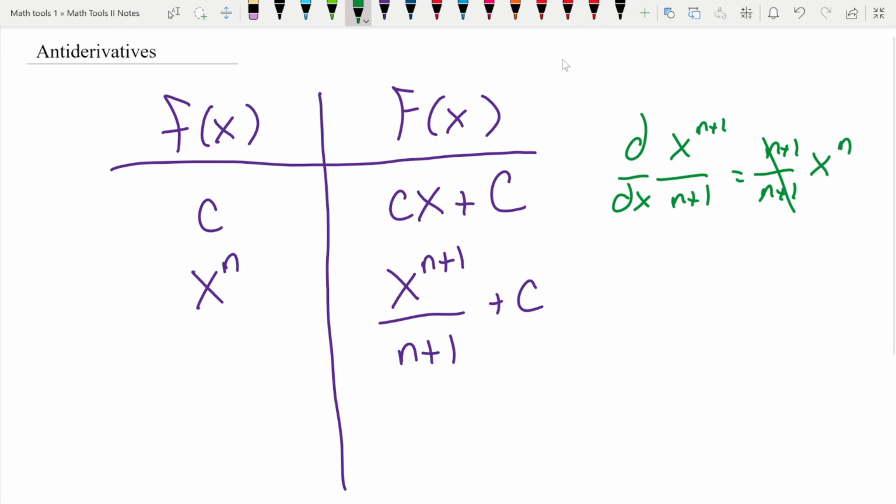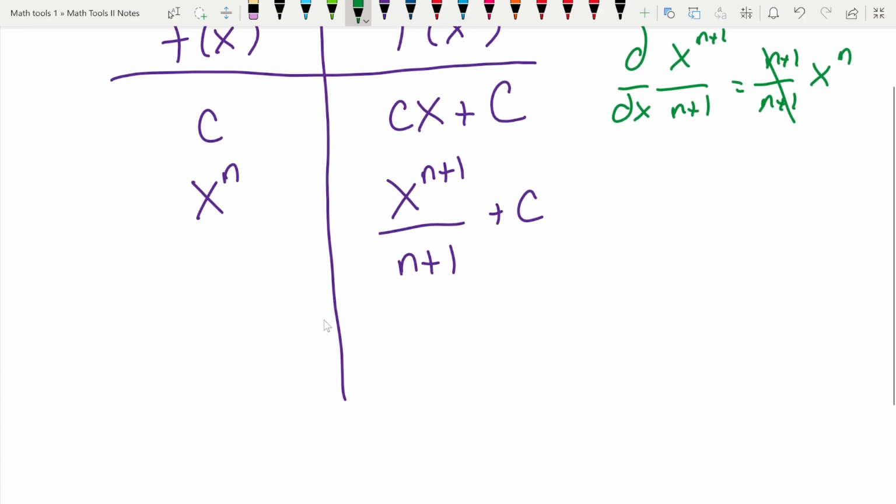Now, one important exception to this rule would be if n equals negative 1. Why wouldn't that work? Well, take a look at the denominator. You would have something divided by 0. So we do need to look at that one as a separate case.